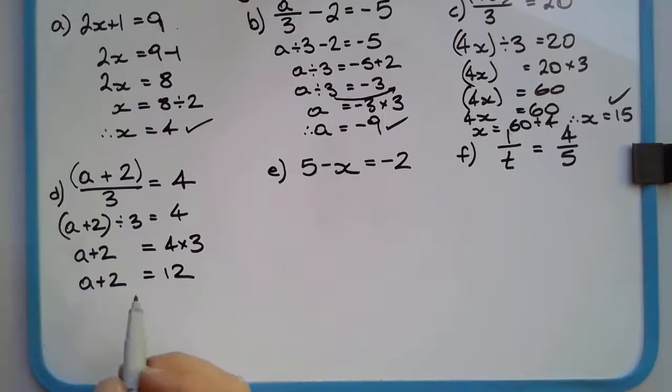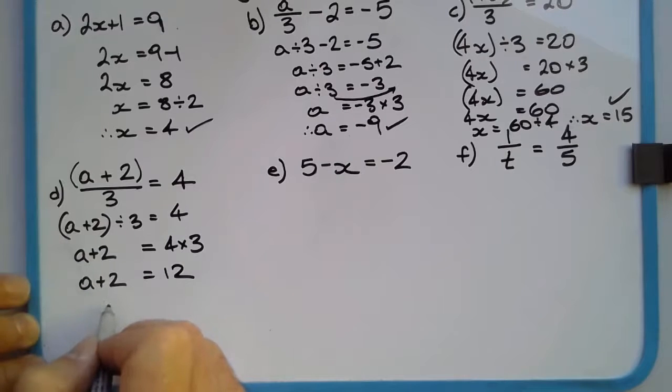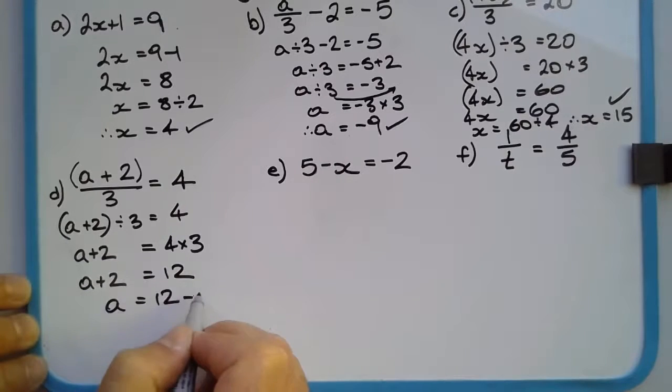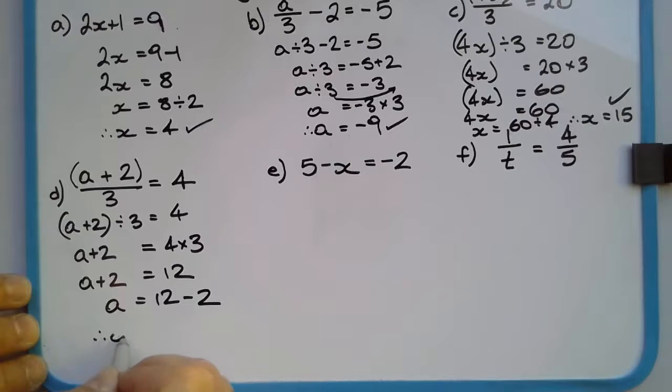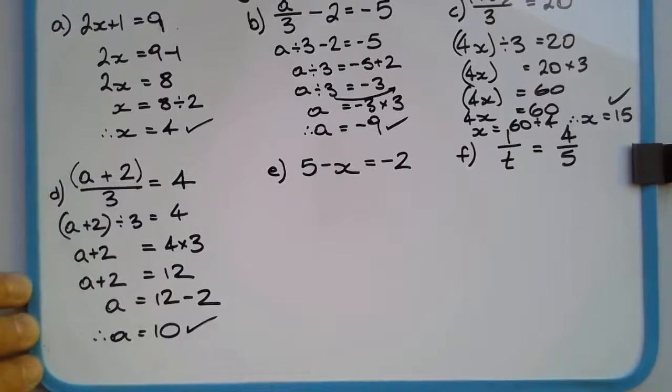Now it's just a one-step equation. We're going to take the plus 2, and it's going to become a subtraction. So a is equal to 12 minus 2. Therefore a is equal to 10. Does that work? Let's go back to the original equation. 10 plus 2 is 12. 12 divided by 3 is 4. And that most certainly does work.